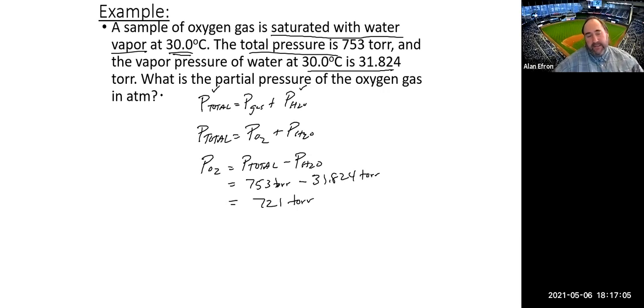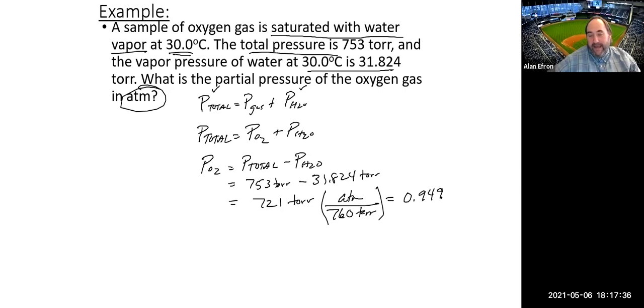It does want the units here in atmospheres. So a reminder that the 760 number is our important conversion factor there. We would then divide by 760, which will convert us into atmospheres. So 721 divided by 760, not by itself. I should probably put the calculator down for today.